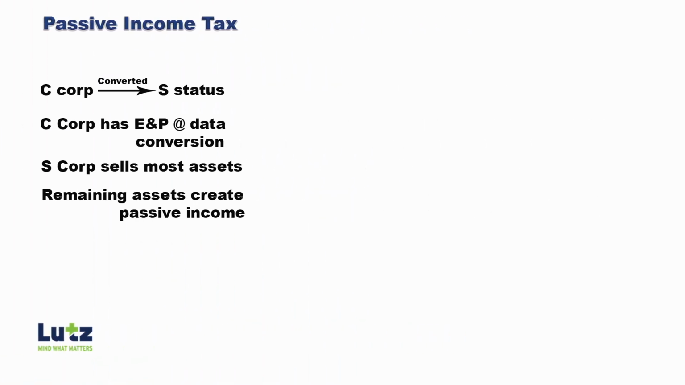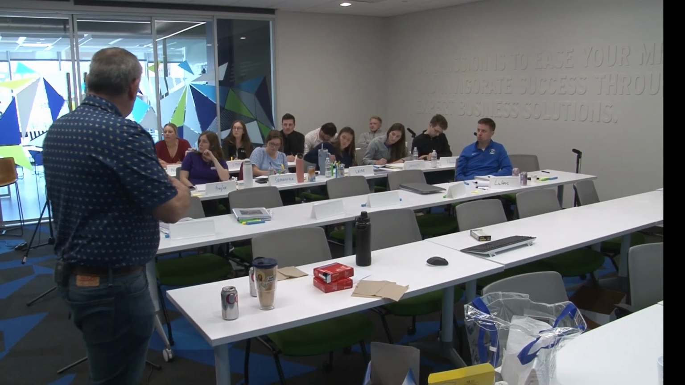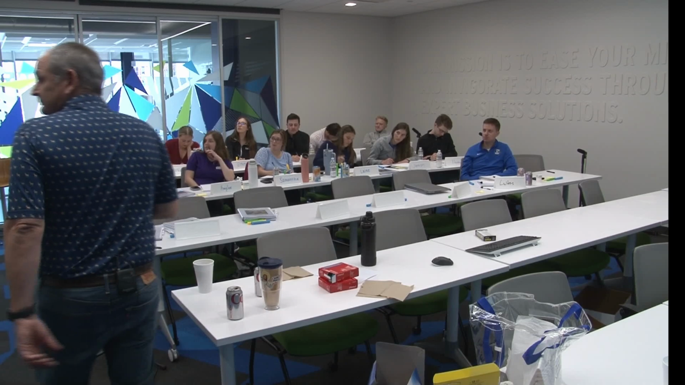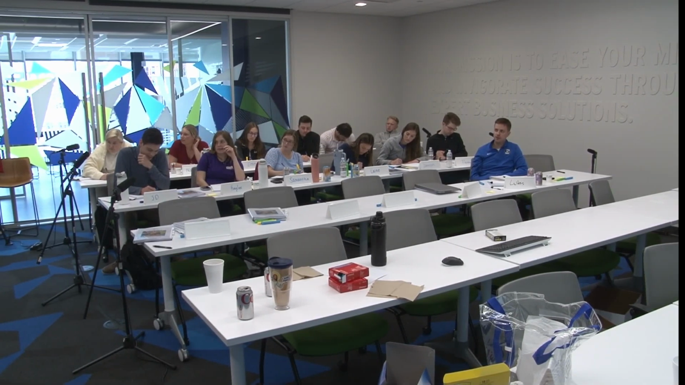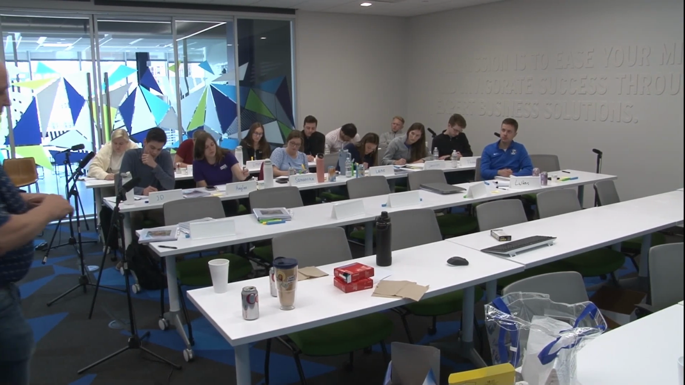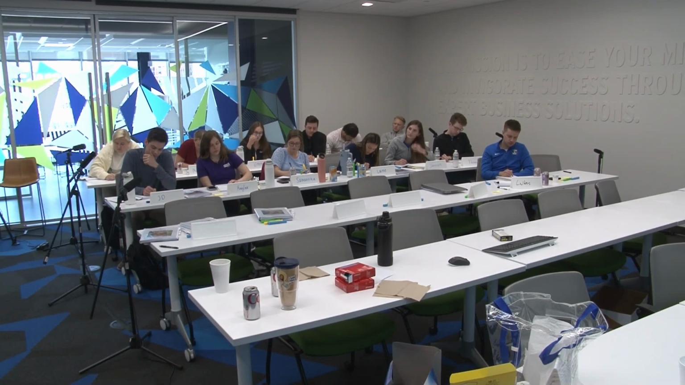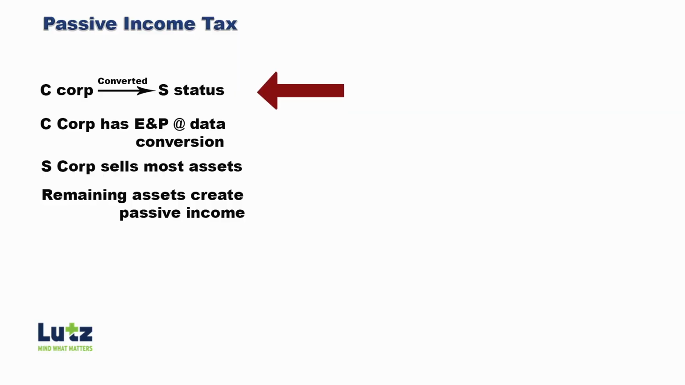Okay, so let's talk about the word passive for a second. What's the second point say on that? C Corp has earnings and profits at date of conversion. Okay, so let's do it again. The C Corp converts to S status. The C Corp has E&P at the date of conversion. The S Corp sells most of its assets. And the remaining assets that were not sold create passive income.